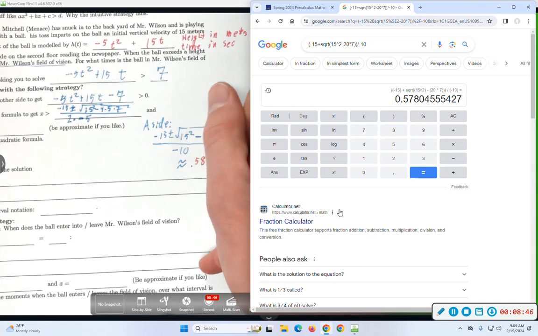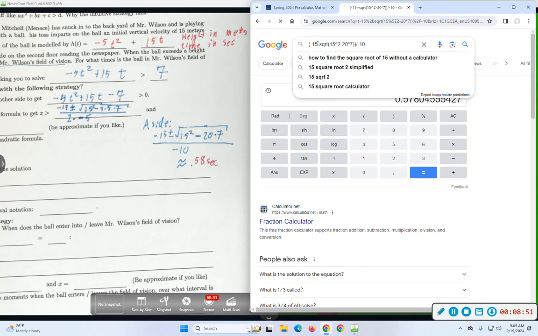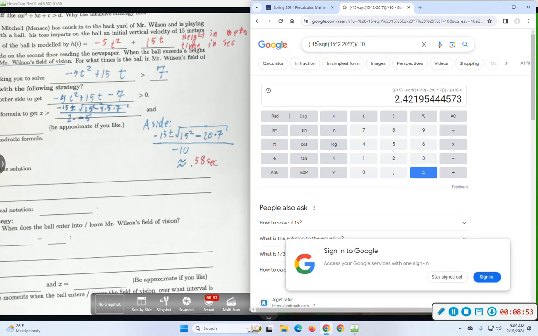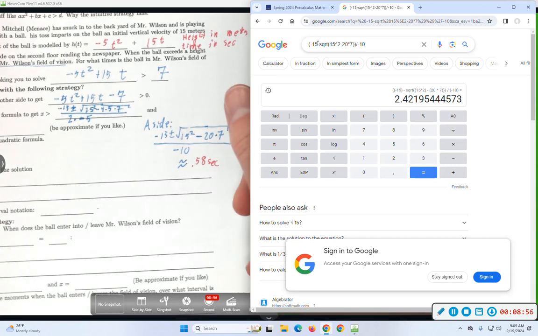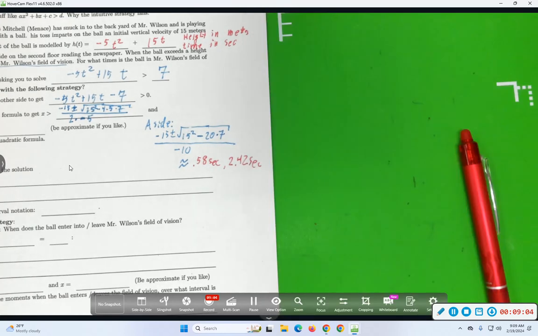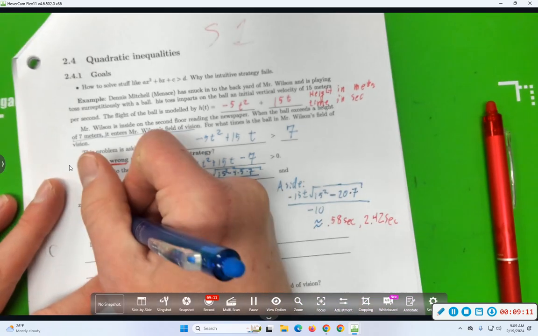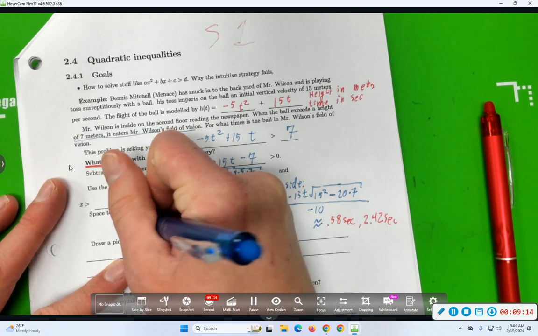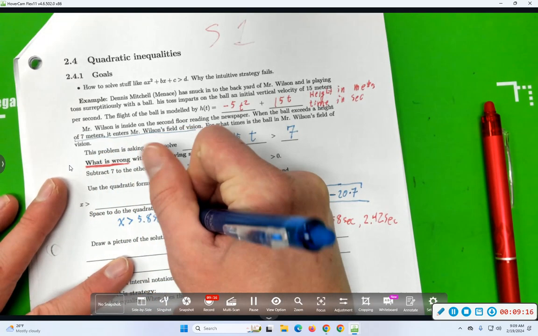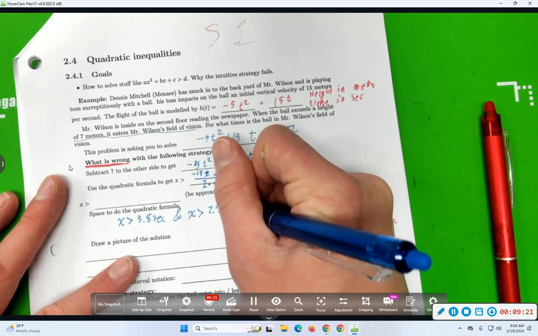0.58 seconds. And when I put the minus choice there, 2.4 seconds, 2.42 seconds. All right, we feeling good? So it looks like this boils down to x is greater than 0.58 seconds, and x is greater than 2.42 seconds.